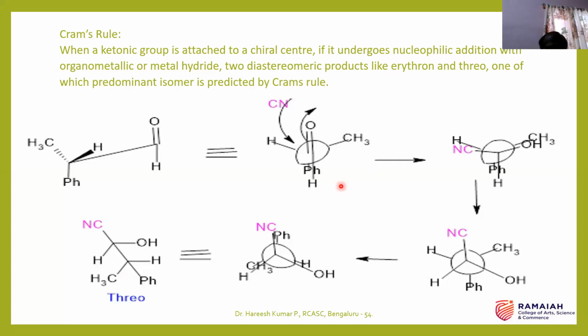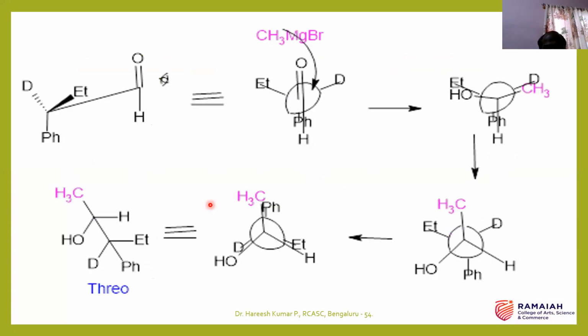So this is again Cram's rule explained with the help of an example. Maybe in the next slide, I will take one more example. So this is one more example. Only the substituent is different. Here deuterium is there, and here ethyl is there. That is the only difference.